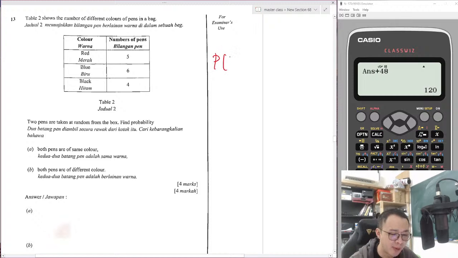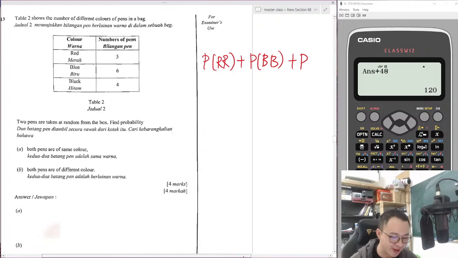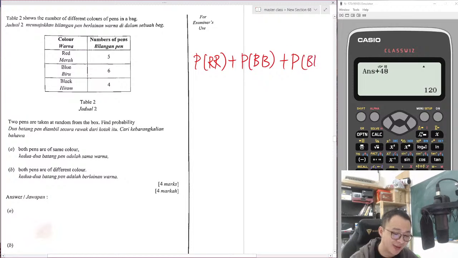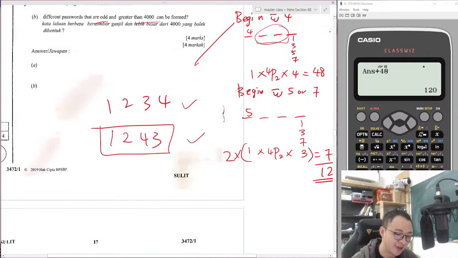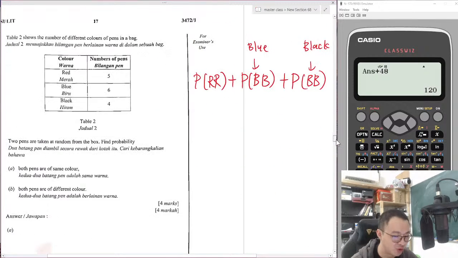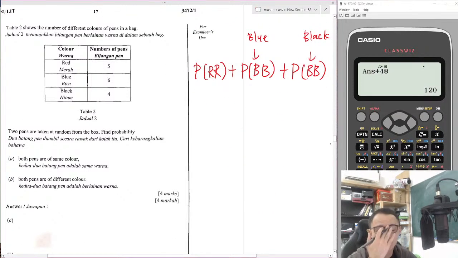So basically I want to find the probability of red plus the probability of blue plus the probability of black. Allow me to be a bit lazy here. This one stands for blue, and this B stands for black. But I believe in the exam, they will not use the same letter because it's very confusing for some students as well. Alright, 2 pens are taken at random from a box. Find the probability both pens are the same color.